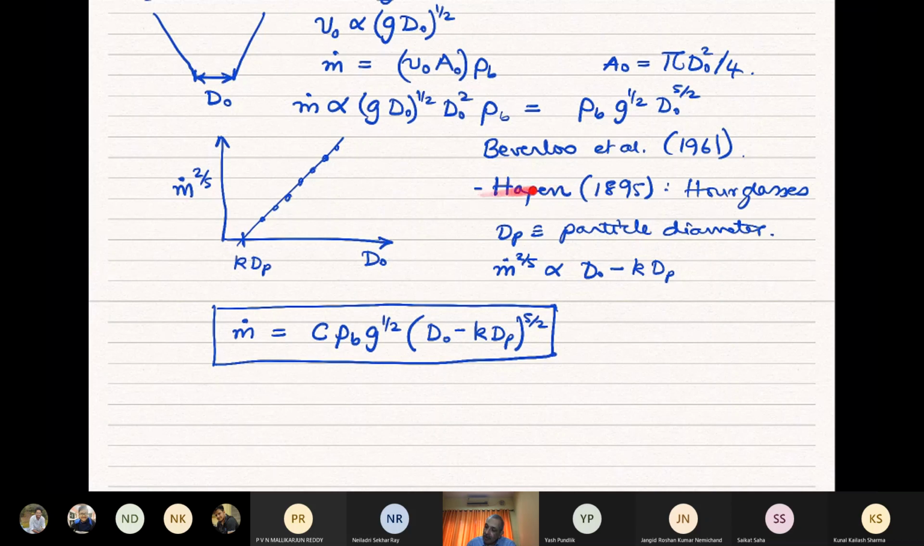Of course, Hagen also had come up with the same thing many years before, but didn't do it with the same level of detail as Beverloo did. So now this is called the Beverloo correlation.